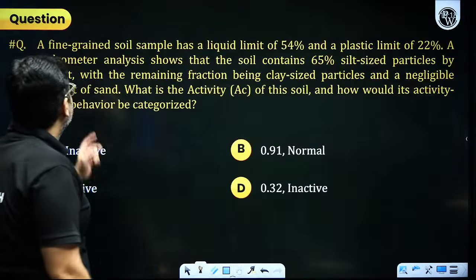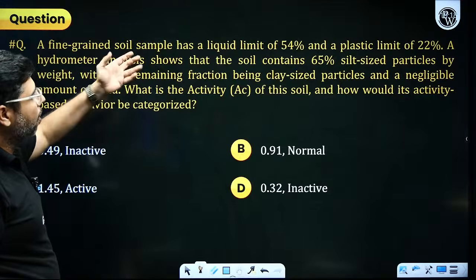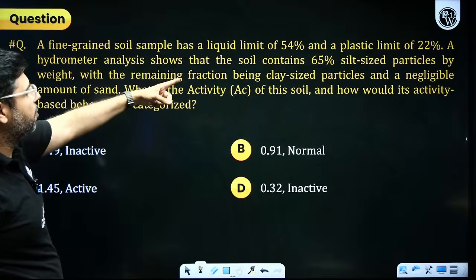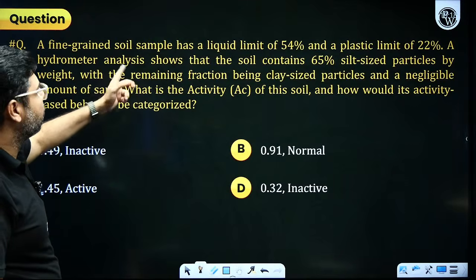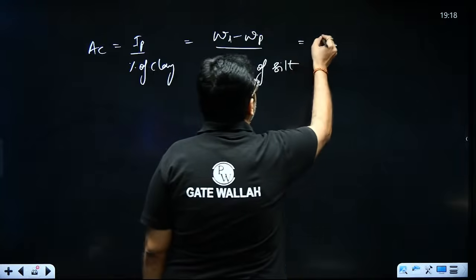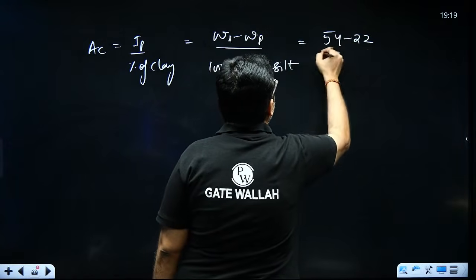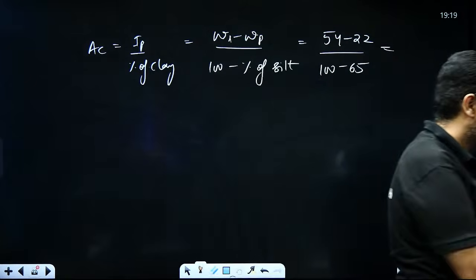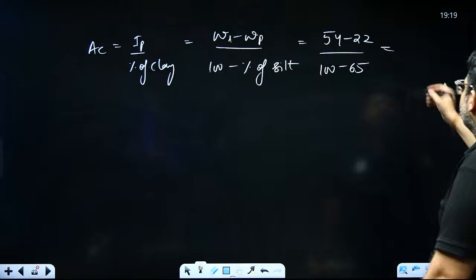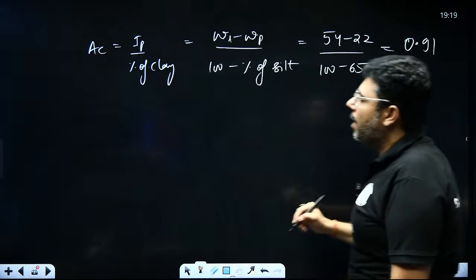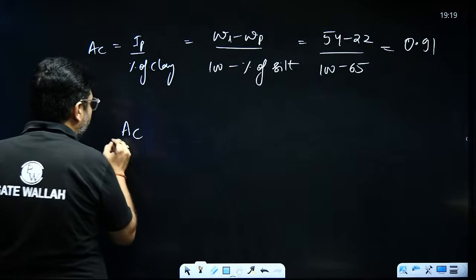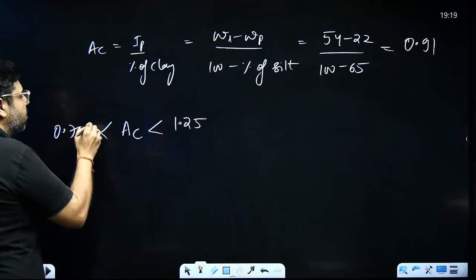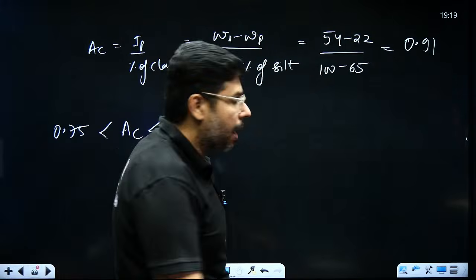See, we have a clayey silt here, a fine grained soil, with the remaining fraction being 65% silt size particles. So, 54 minus 22 upon 100 minus 65. So, please calculate AC and tell me. It is 0.91, and AC is less than 1.25 and greater than 0.75. It means it is normally active.